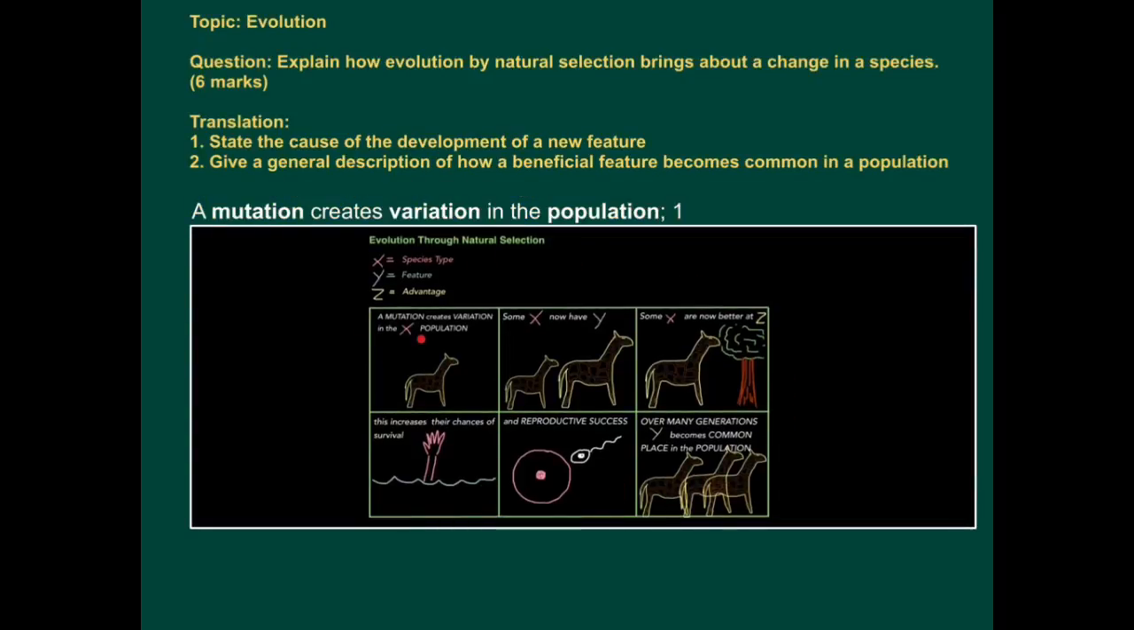So mutations are the cause of new features. So a mutation creates variation in the population. In other words, now features vary in the population. For example, some giraffes may have short necks, others may have longer necks.